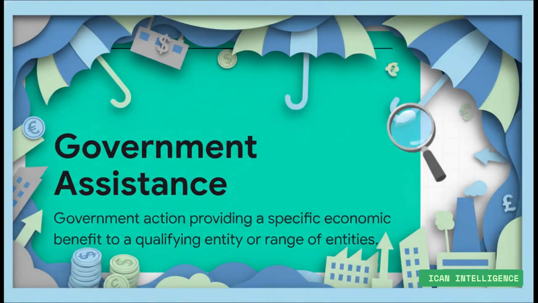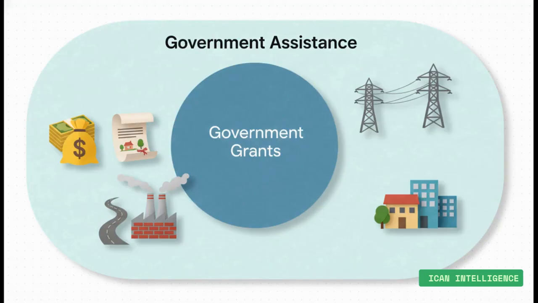Now, the standard also defines this much broader term, government assistance. Think of this as the big umbrella category. It's any action by the government that gives you a specific economic boost. And this slide nails the distinction. Here's the key takeaway for your exam. All grants are a form of assistance, but not all assistance is a grant.